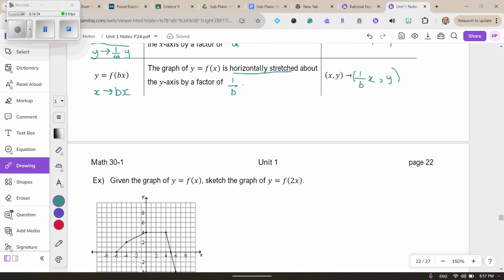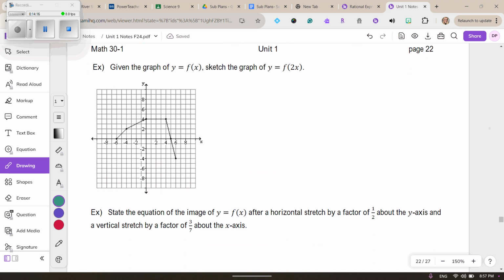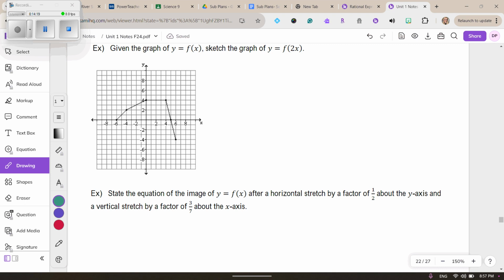Okay, let's try it. Let's see if we can do a couple examples here. Given the graph of y equals f of x, sketch the graph of y equals f of 2x. So we're given our original function and we're asked to create a new function. Now always ask yourself, what has changed? So x was replaced with 2x.